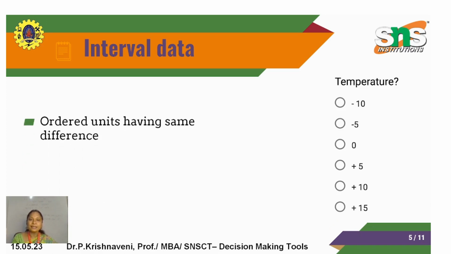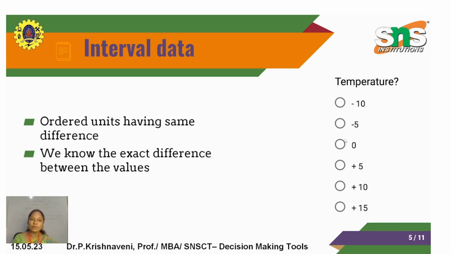Interval data has the same difference between values: plus 15, plus 10, plus 5, 0, minus 5, minus 10. This is all about the temperature prevailing in a particular place. All have the same difference. From 15 to 10, 5 is the difference. Plus 10 to plus 5, 5 is the difference. Plus 5 to 0, 5 is the difference. 0 to minus 5, 5 is the difference. All these have the same difference, there is no doubt about it, but we don't have a true value of 0.